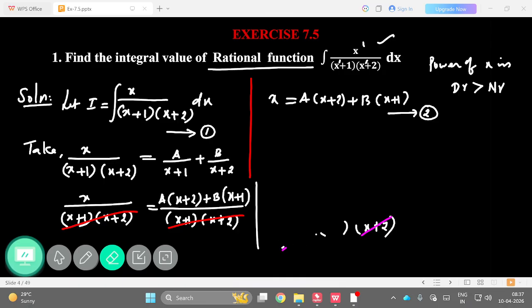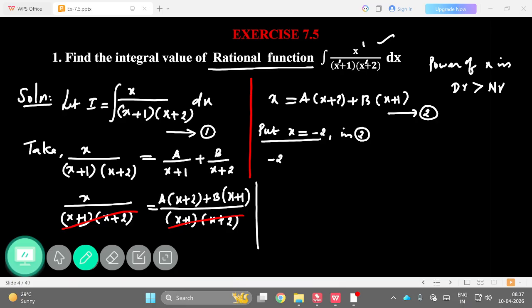Next, what we are going to do? There are so many methods. I am going to give some standard, easy types. Now here, put the multiplication of the denominator, x plus 1, x plus 2, correct? That means put x equal to the negative value of that, minus 2. Any doubt? Because there is plus 2. Put in equation number 2. What are we going to get?